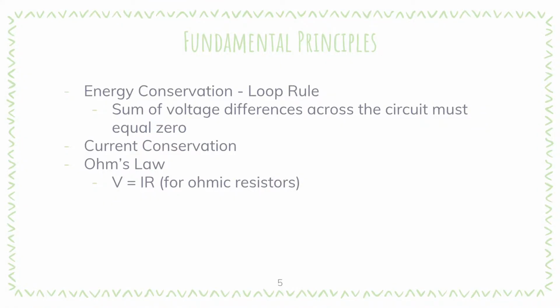In order to accomplish these goals, we needed to apply fundamental principles described here. The loop rule and energy conservation rule are synonymous. They indicate that across the circuit, the sum of the potential differences should be equal to 0, as no energy should be created or lost. The same applies to current conservation. Our last fundamental principle is Ohm's law, which states that for ohmic resistors, voltage is equal to current multiplied by resistance.